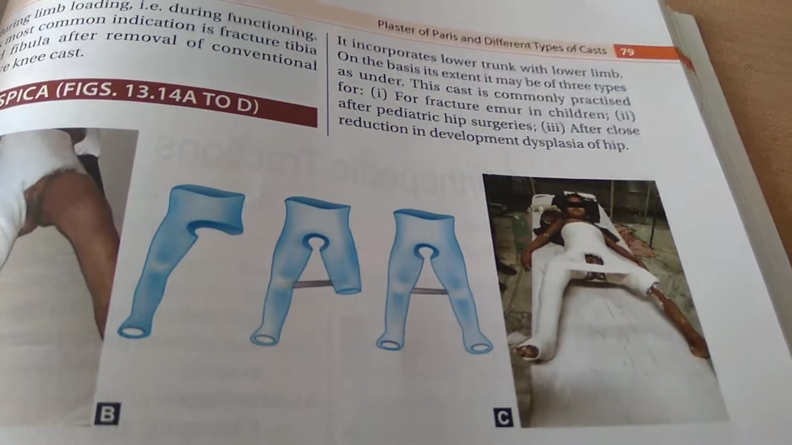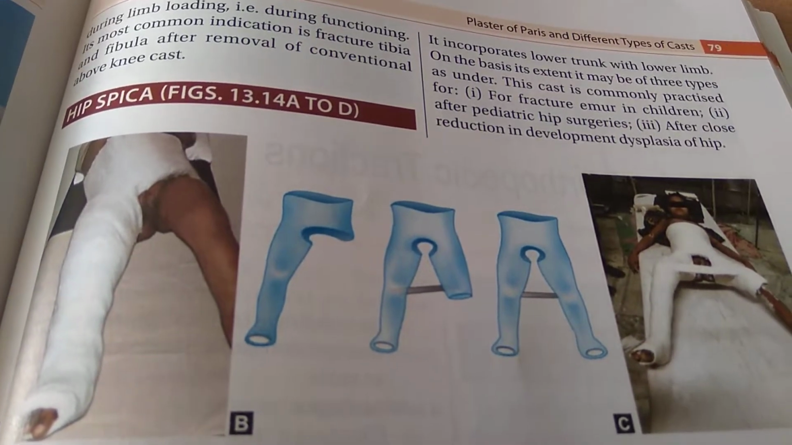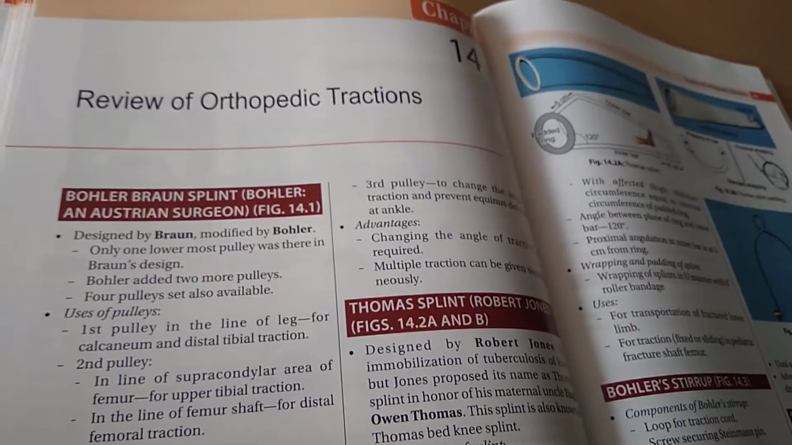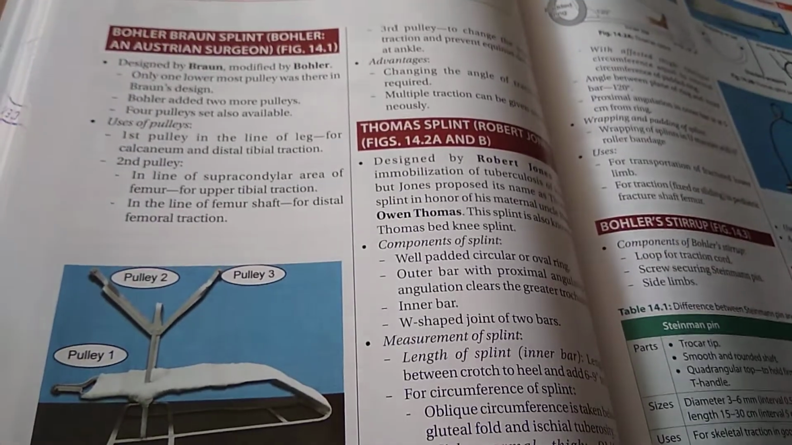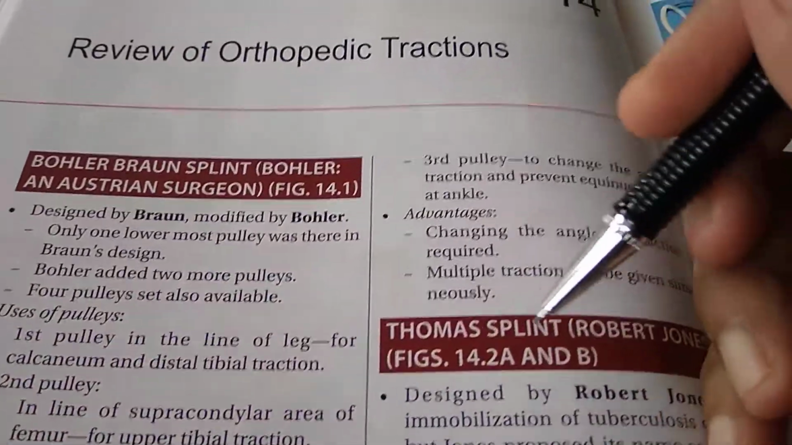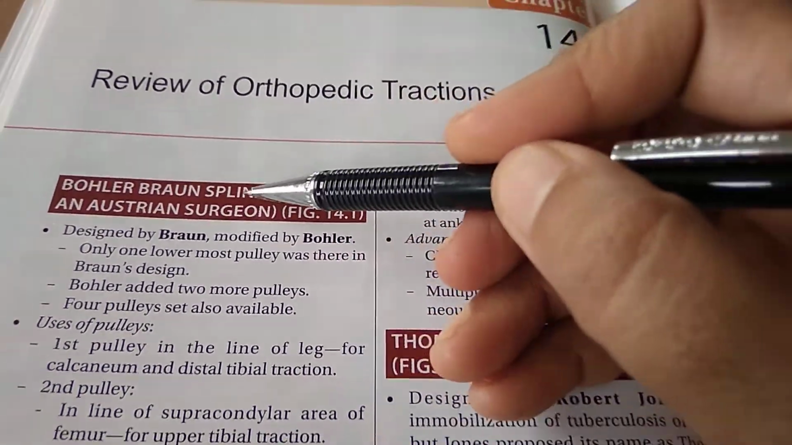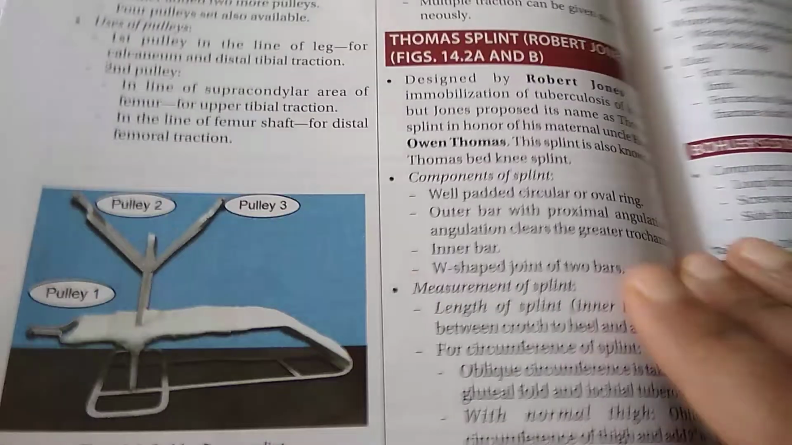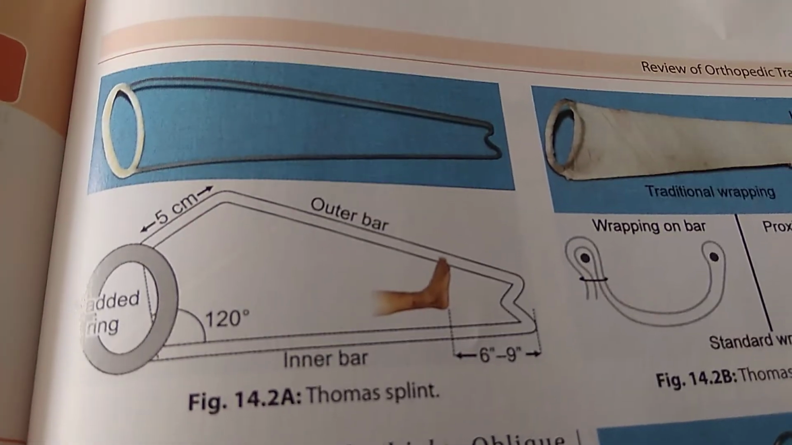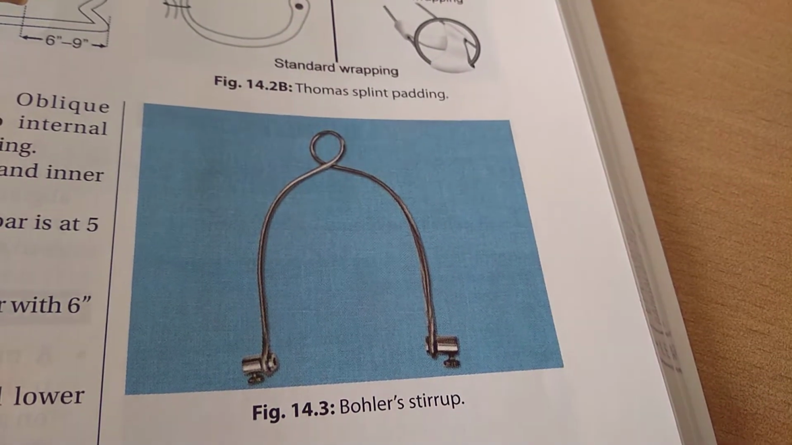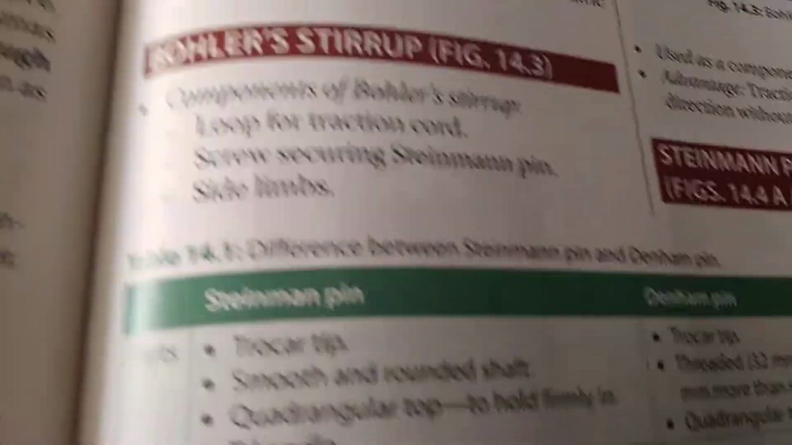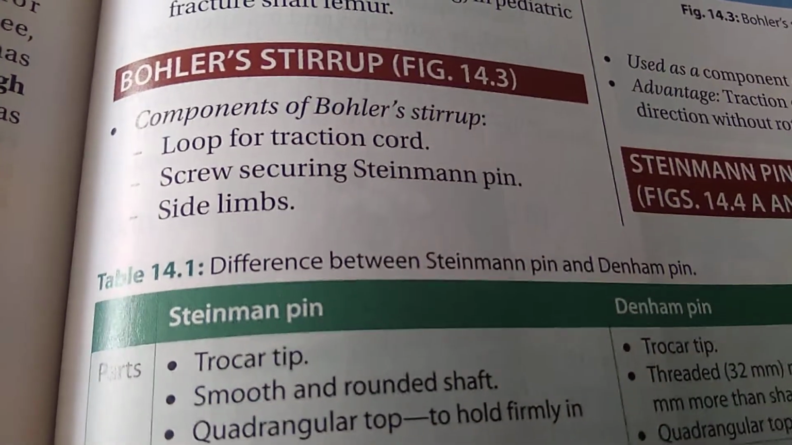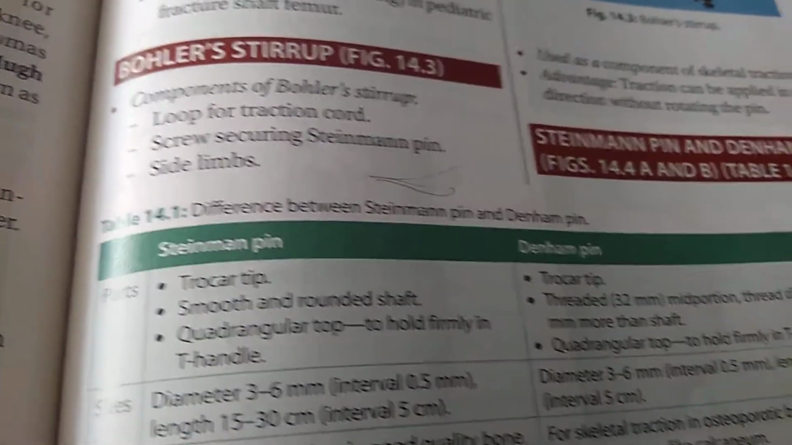Then, what is this type of cast called? Hip spica, is it? Then they are telling you about tractions, guys, the different types of tractions. So many names are there. Thomas splint, I know this, yes. Then Bohler Braun splint. This is Bohler Braun splint. And this one is the Thomas splint, isn't it? And what is this, guys? Stirrup. I think this is something to do for the K wire, right? What is this Bohler stirrup? Loop for tractional cord for the Steinmann pin for securing it.